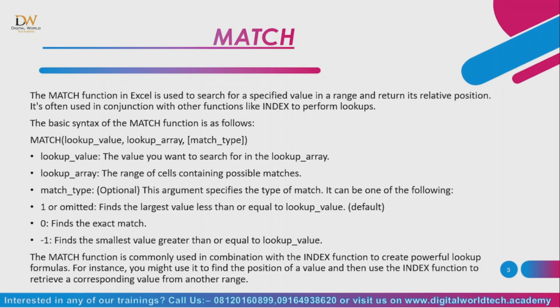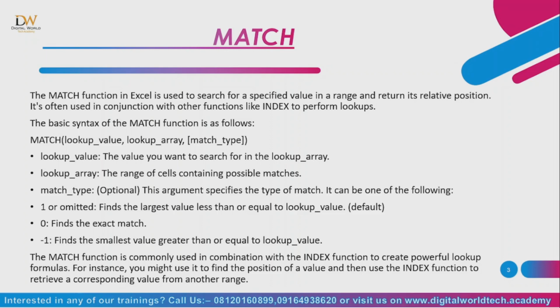So now this is match. We say match would return the relative position. Index was returning the content, the value of that position. Match would not return content, rather match would return the position for you. So we say match has a basic syntax which goes this way. We have the lookup value, then the lookup array, and then the match type. The lookup value is the value you want to search for in the lookup array.